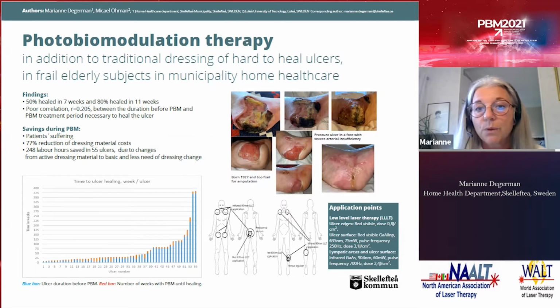Then I would also like to share with you a sunshine story. We have the photographs of a heel up here. This patient was born in 1927 and was too frail for amputation. He had a severe arterial insufficiency and a pressure ulcer on the heel. We started the treatment not to heal this ulcer, but to try to slow down the progress of the ulcer. But it healed, and the patient is still alive after 1 year.